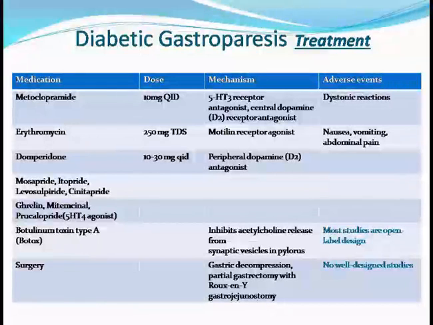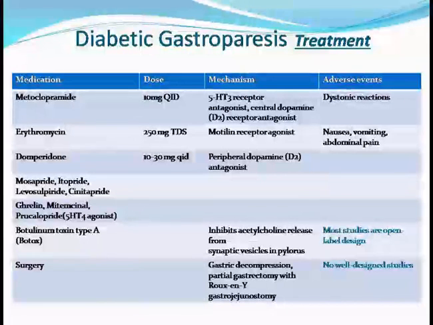You need to give at least 20 milligram 3 or 4 times a day. So the dose given over here is 10 to 30 milligrams QID, 6 hourly. So a high dose of domperidone is required. Erythromycin, particularly intravenous form, can also be effective, but is not commonly used in clinical practice.